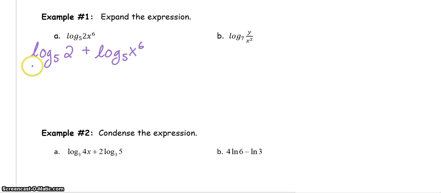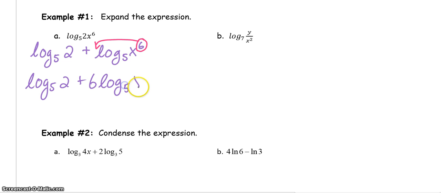Now if we look at the first piece, log base 5 of 2, that looks good. I don't see anything else I can simplify. If we check the second one, I've got an exponent. So we want to also use the power property here and bring that in the front. So our final answer would be log base 5 of 2 plus 6 log base 5 of x. Now since there's no multiplication or division going on in either log, and neither of them have exponents, this is our final answer.